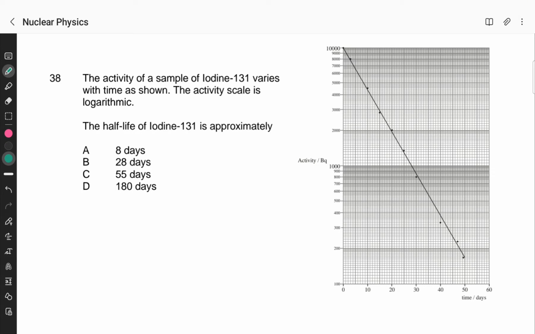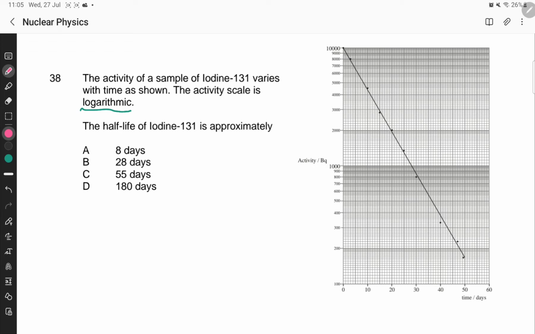For this question, we are shown an activity against time graph, and the activity axis is logarithmic. That means you have ln of the activity. So how do we find the half-life from this graph?